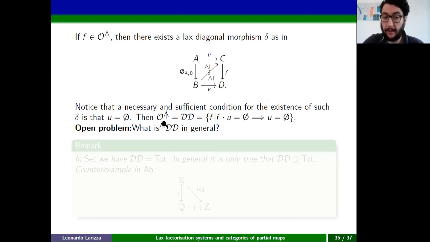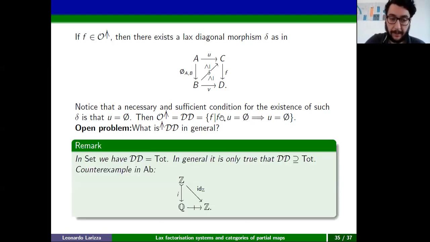And then we can give the definition of the complement of O, DD, which stands for dense domains, which takes inspiration from the case of partial maps. And these are described as follows. Whenever F composed U is equal to a zero map, then U must be a zero map. Those are the F that belong to this complement. But it is still an open problem to verify what is the double complement, the complement of this class. And I only remark that in Set, this is the case where we have total maps. Therefore, this class of dense domain maps turns out to be total maps. But in general, this is not true.